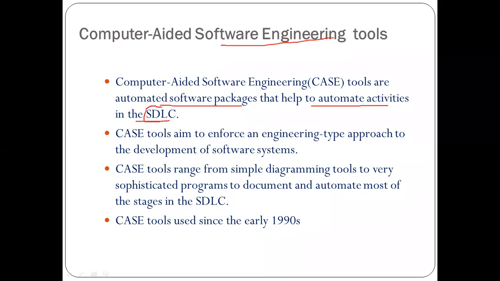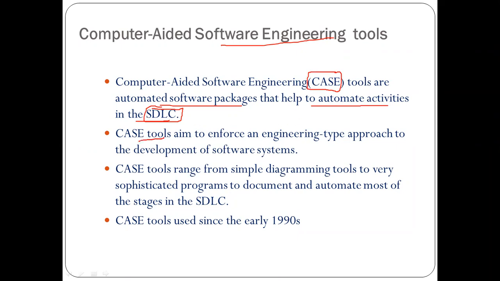That means whatever phases we have studied in SDLC, that is, the feasibility study, the requirement analysis, the design phase, the coding part, the testing and the implementation, and plus including the maintenance also. Whatever automated software tools we are using, those are called Computer Aided Software Engineering tools, and the abbreviation is CASE in capitals.